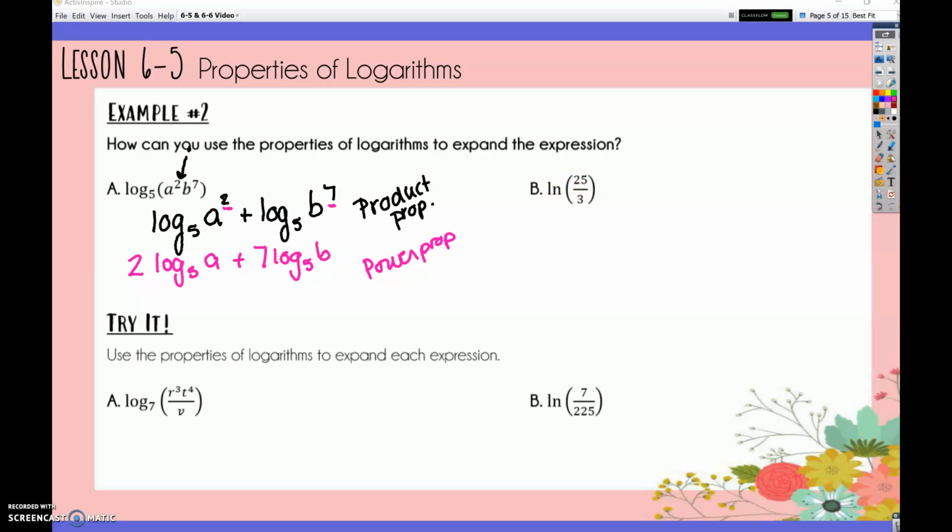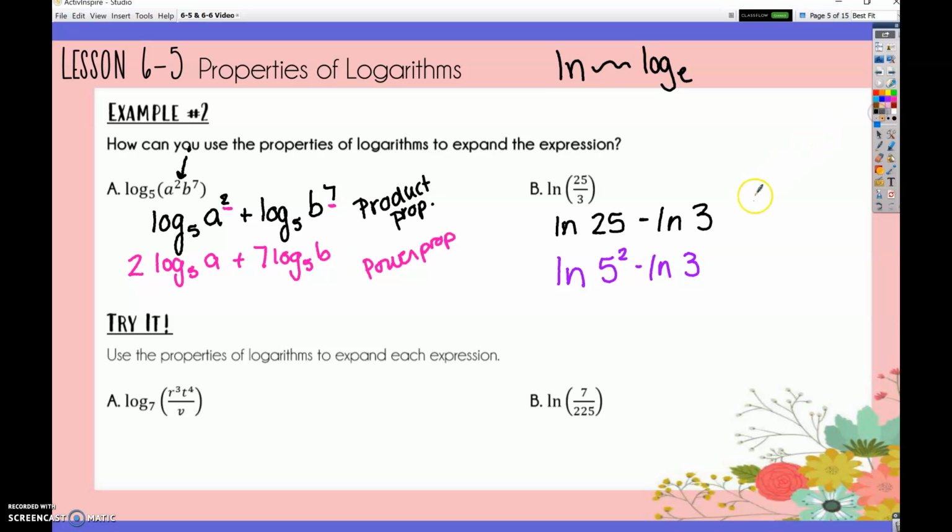So on B, we have division. And again, it doesn't matter if it's log or natural log. Remember, natural log is basically like log base e, so we can treat it with these same properties. So since I see division, I can write this as the natural log of 25 minus the natural log of 3. One other way, it's probably not necessary, but I suppose they could consider this as the natural log of 5 squared minus the natural log of 3. Now I'll note here that this was the quotient property, because we had a quotient, so I wrote it as subtraction.